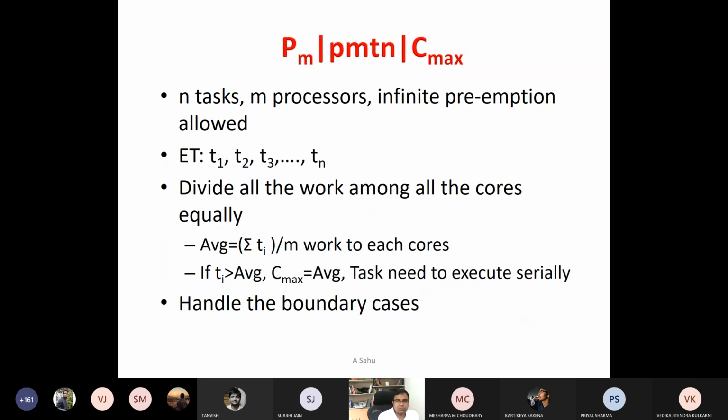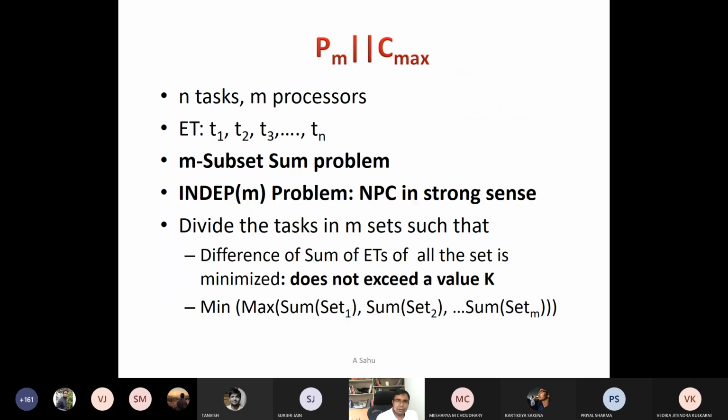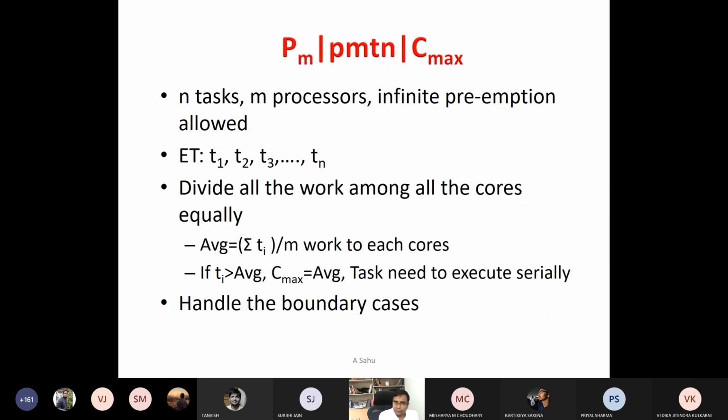Whenever we allow preemption, P m, p m t n, suppose n tasks, m processors, and infinite preemption is allowed. Whenever you allow preemption, this problem is a very simple problem. This problem can be solved polynomially, very easily.